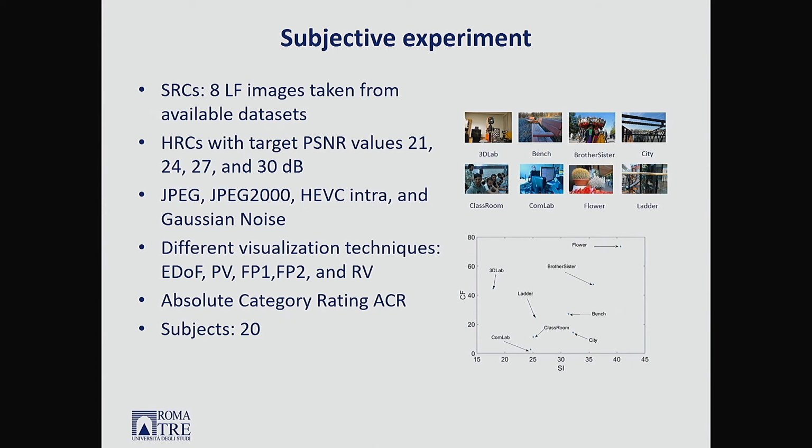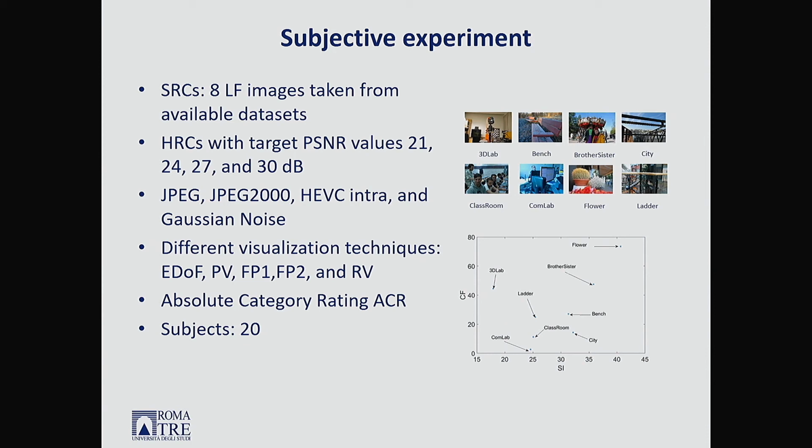Based on this, we said, okay, let's create, starting from these selected light field sequences, some distortions that can be applied. What are the types of distortion that we can address? Of course, compression and the addition of Gaussian noise.